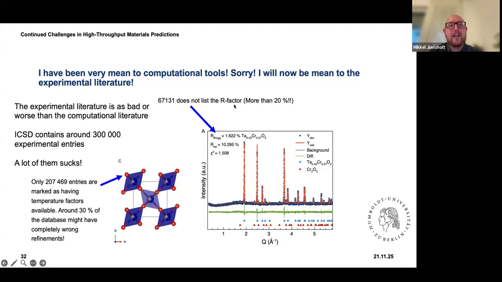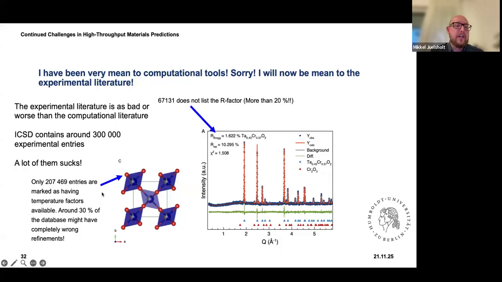Around 67,131 of them do not list the R factor, which is the statistical measure of how good the fit quality is. It doesn't mean that more than 20% of the structures in ICSD are statistically wrong. It just means that there's a possibility that they are, and you have to be aware of that.